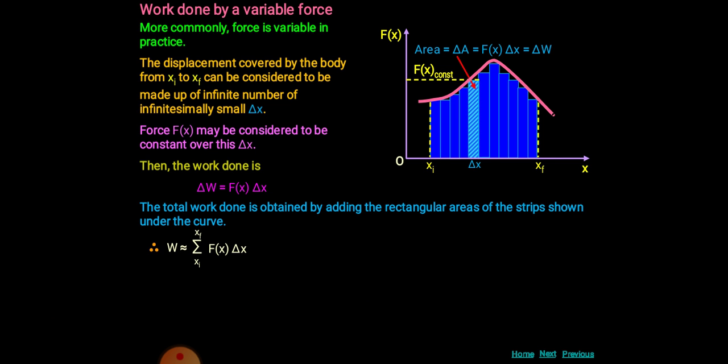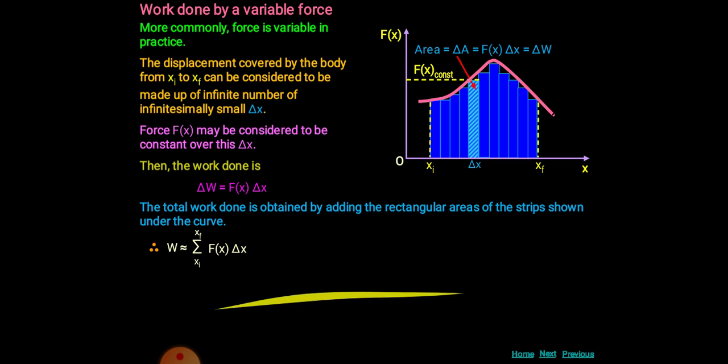So what can we write? W is equal to the sum from xi, the initial position, to xf, the final position, of f of x delta x. And the value of delta x is very small, and f of x is constant at that time. See here, we have shown with the help of the red arrow, the area delta A is nothing but f of x delta x, and it equals delta W. Here we have also obtained the equation for the total work done, the sum from xi to xf of f of x delta x.